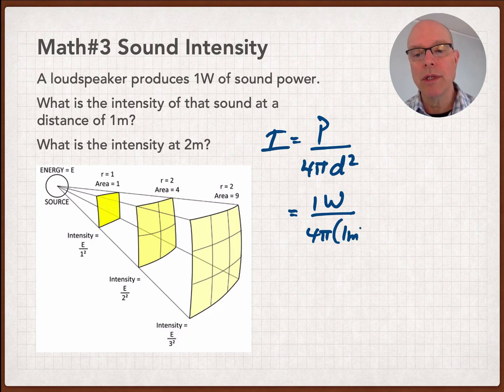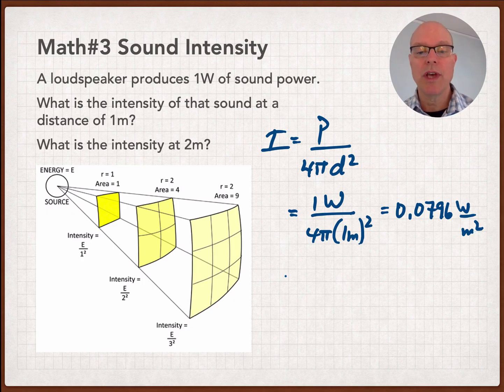1 meter is the distance in my first example, and squaring it doesn't really accomplish a whole heck of a lot. So I get 0.0796 watts per square meter. Okay, so what I want you to do is go ahead and set up the second example where your distance is 2 meters from the source and see how it goes.